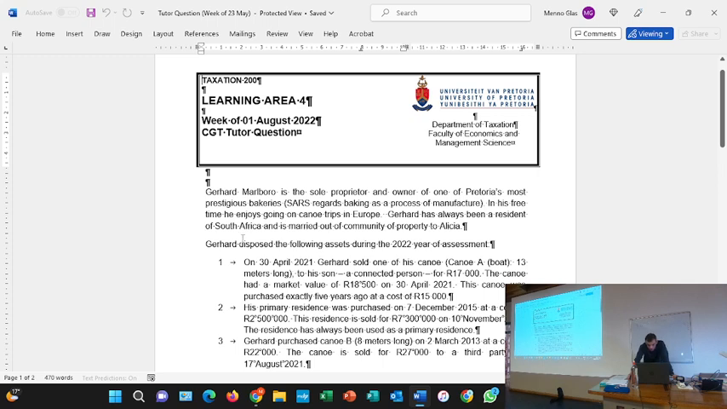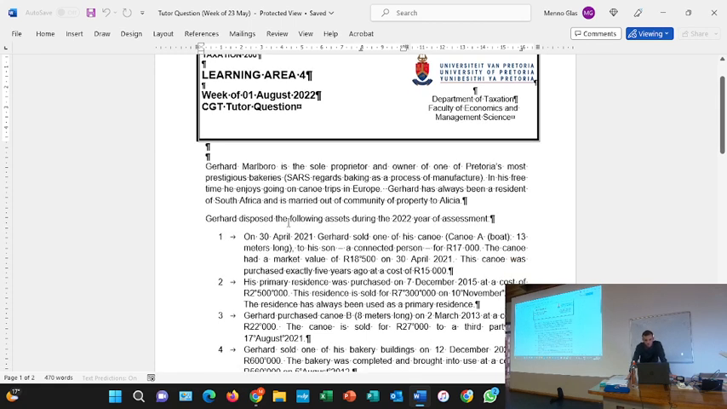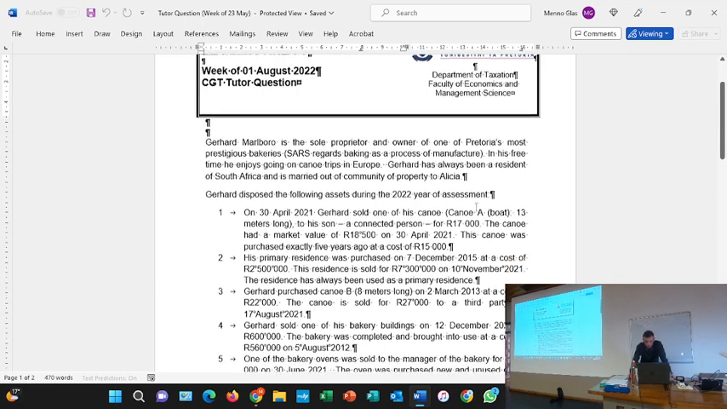In his free time he enjoys going on canoe trips in Europe. Gerard has always been a resident of South Africa and is married out of community of property to Alicia. Married out of community of property to Alicia. That's very important when we get to the last note as well. Gerard disposed of the following assets during the 22 year of assessment.